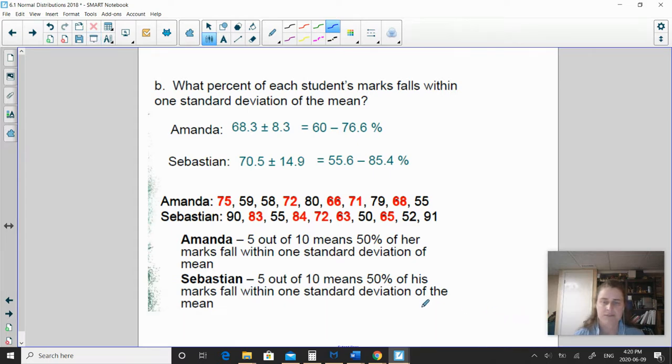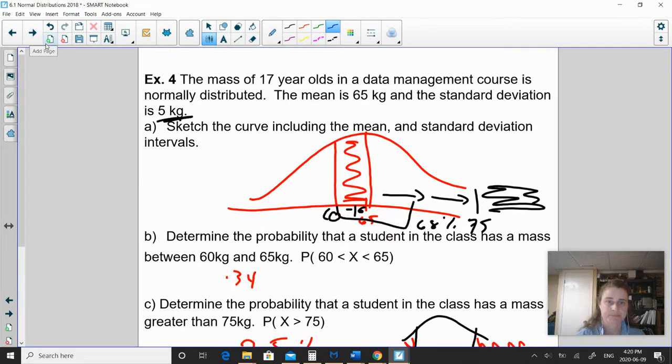But what were we supposed to have for one standard deviation? If it was normally distributed, it should be about 68%. So Amanda and Sebastian aren't necessarily normally distributed.